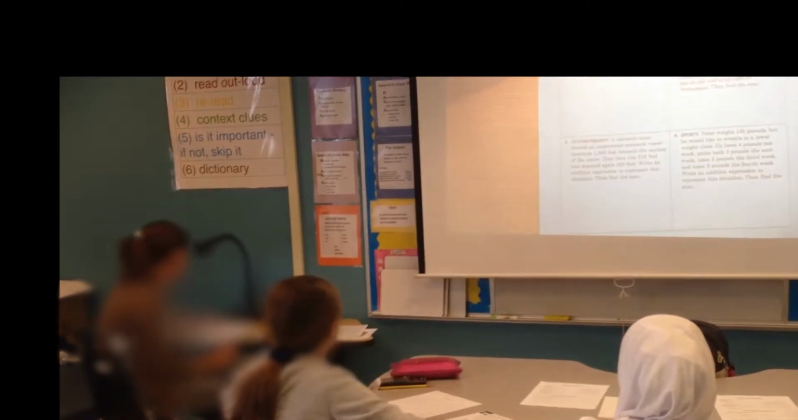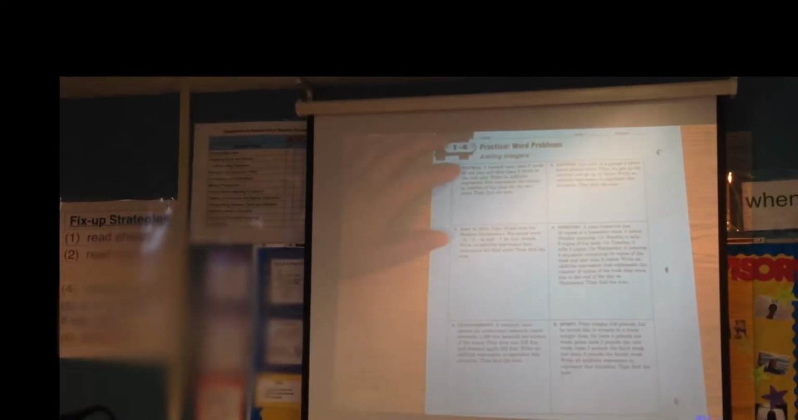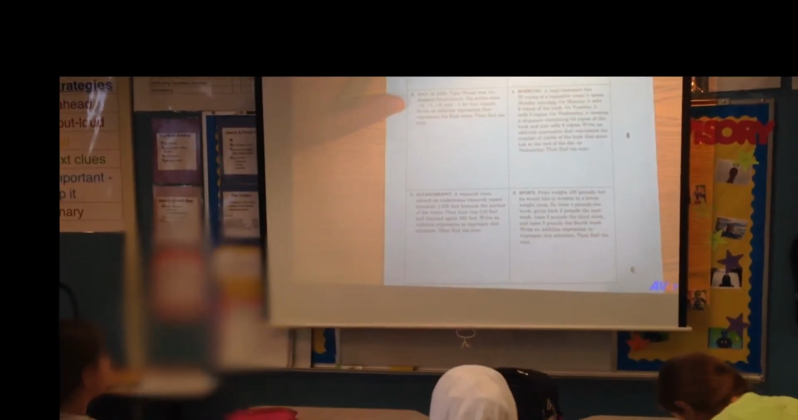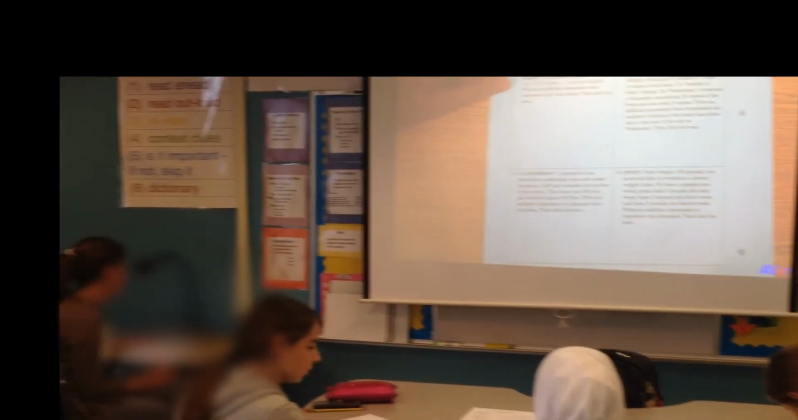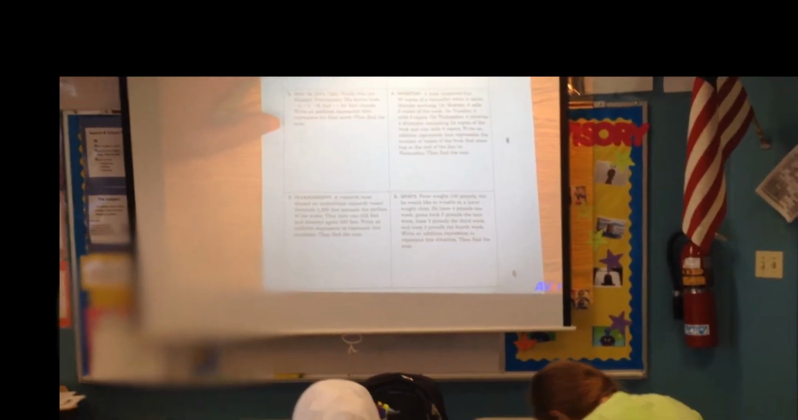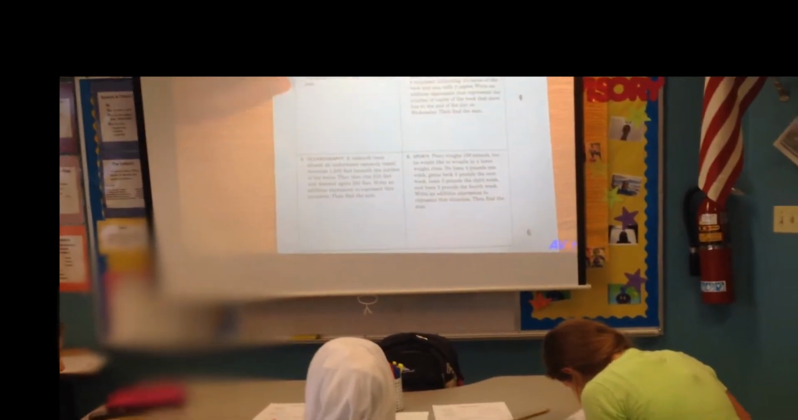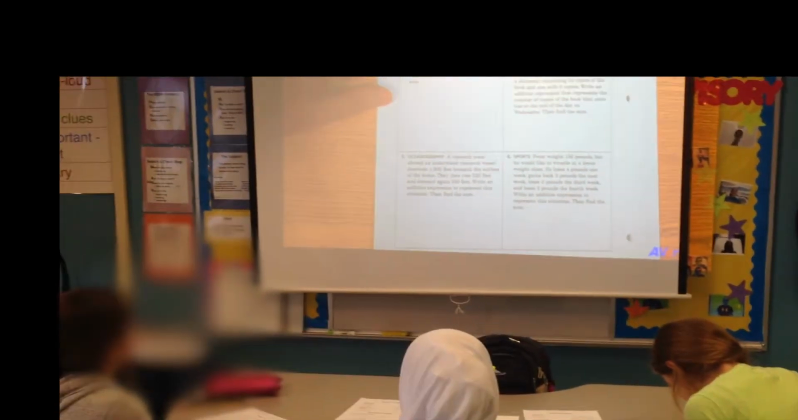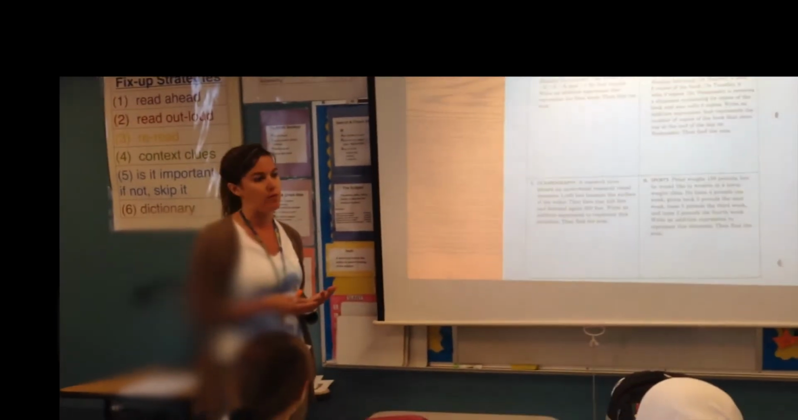Alright, number one, this is about football. A football team loses 5 yards on one play, and then loses 8 yards on the next play. Write an addition expression that represents the change in positions of the team for the 2 plays. Then find the sum.